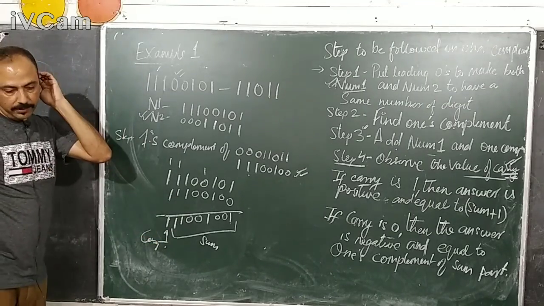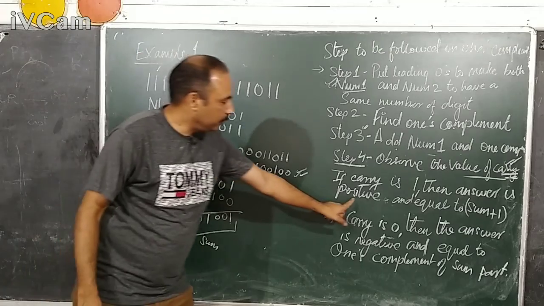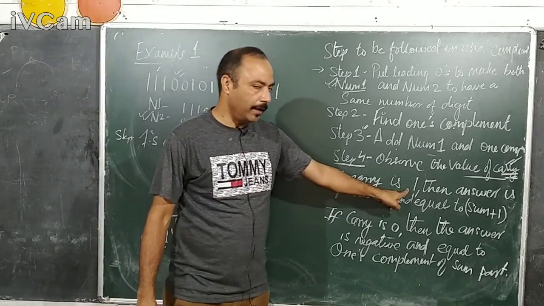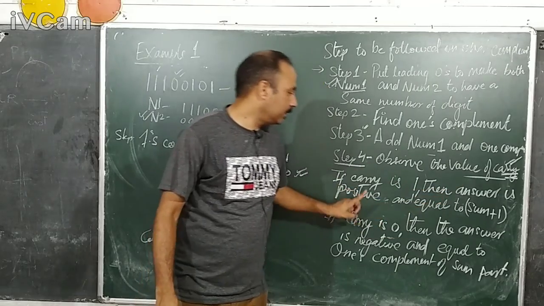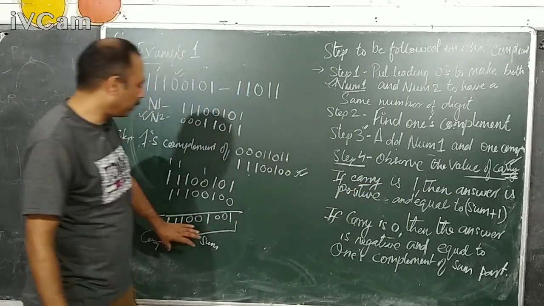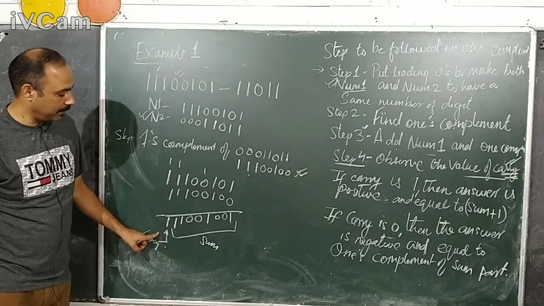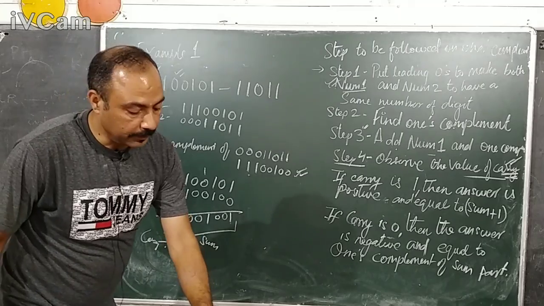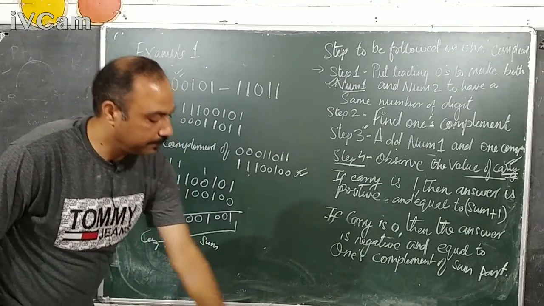So this is not the answer. Now the final answer is, you just need to be very careful over here. If carry is 1, then answer is positive and equals the sum plus 1. The sum which we have taken is this one. So we need to drop this carry and we have to add that. Now let us find the answer.